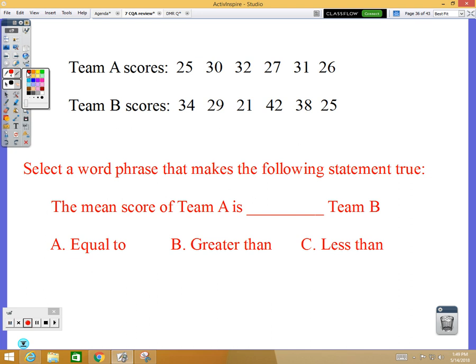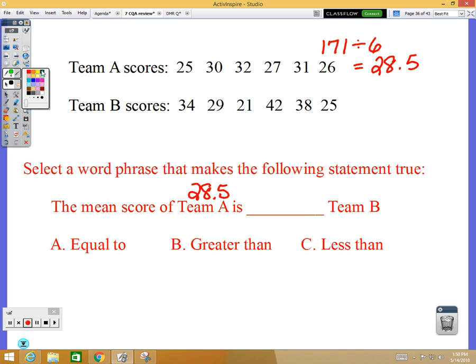So let's look at Team A first. Let's add all the scores up for Team A. I got 171 also. And we're dividing that by 6. It's okay to end up with a decimal number. Just write it down. Remember, we just want to be able to compare our number to Team B's number. Okay? So Team A is 28.5.